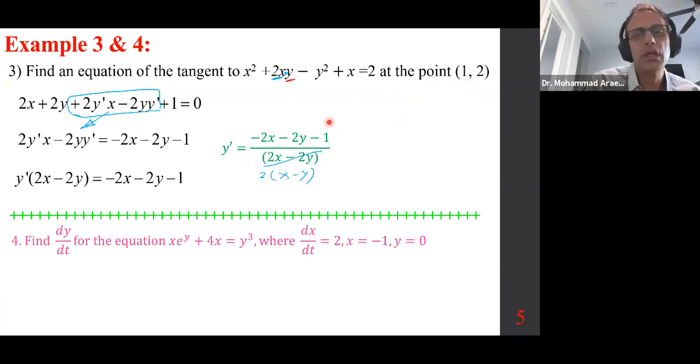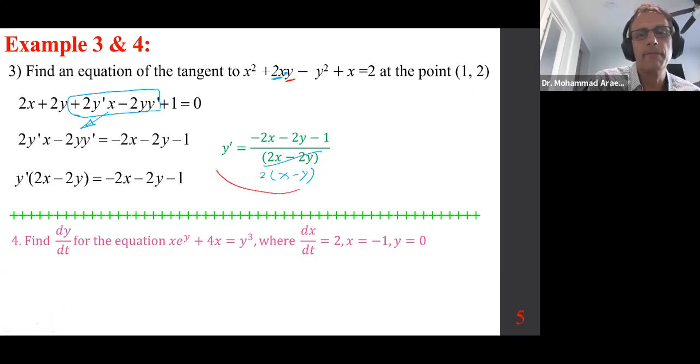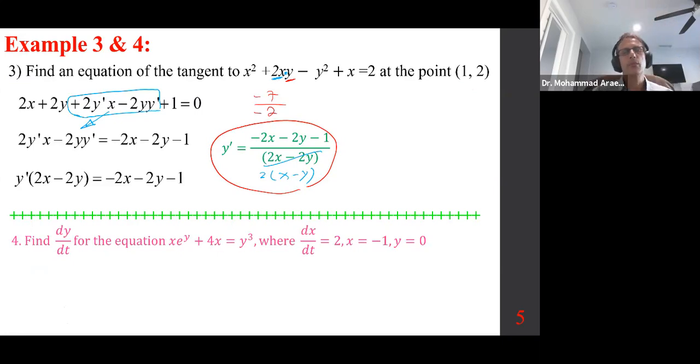And I hope you realize if you plug in, this gives you minus 7 in the numerator, minus 2 in the denominator. So the slope is positive 7/2. It's important to see how we arrive at positive 7/2 because the top and the bottom both are negative.